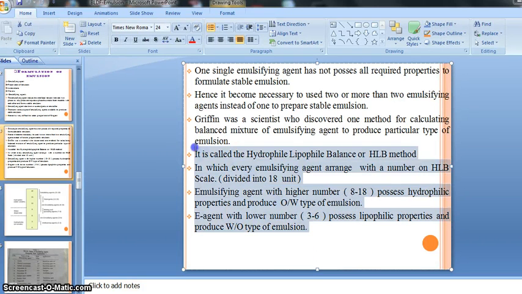This is the basic information regarding our scale, that is the HLB scale or hydrophilic lipophilic balance, and this balance was discovered by Griffin. So don't forget this name, Griffin, he is the scientist. This scientist is very popular, and in some entrance exams this question may be asked. That's why you need to remember it carefully.